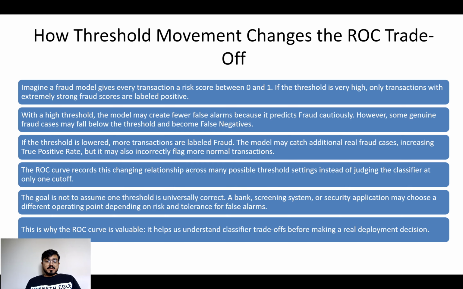Now let's imagine the opposite situation. If we lower the threshold, the model becomes less strict. It starts predicting more transactions as fraud. As a result, the model usually catches more real fraud cases, so the true positive rate increases. This is called the ROC trade-off. The goal is not to find one threshold that works for every situation. Instead, the best threshold depends on the application. This is exactly why ROC curves are useful. They allow us to study the model's behavior across many different thresholds before deciding which one is the best.